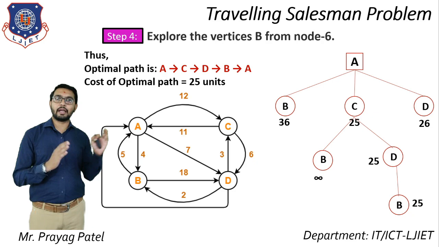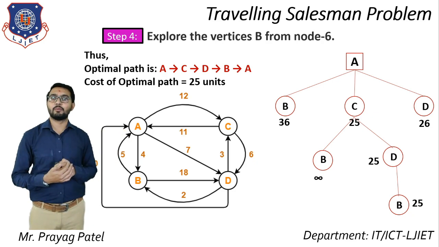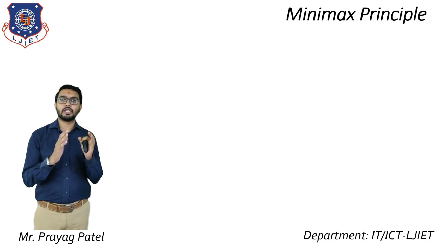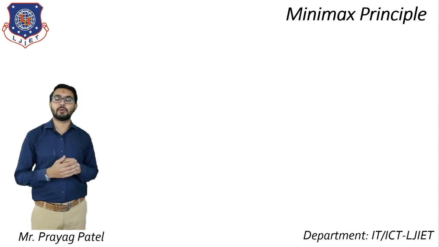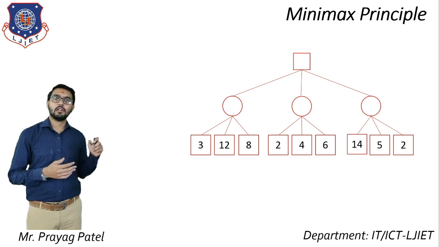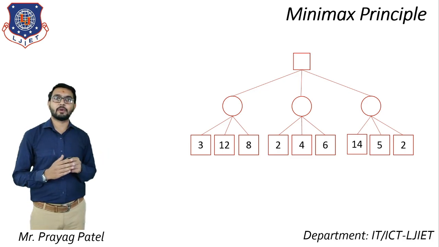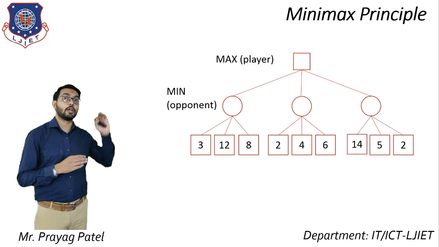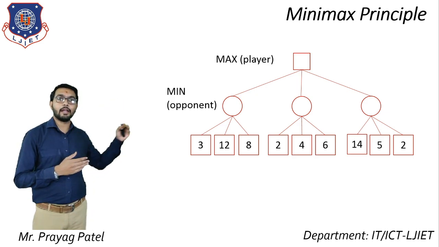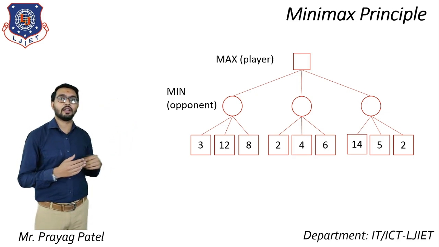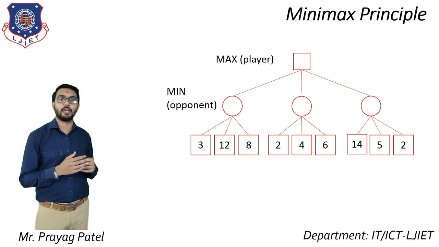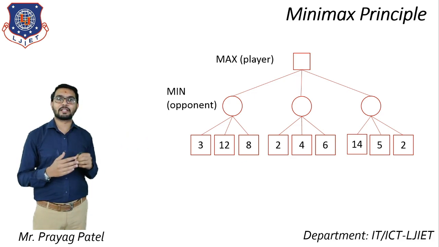So in this lecture we covered the traveling salesman problem. After that, the second topic of this chapter is the minimax principle. Now what is the minimax principle? First understand the minimax principle and how it works. First consider the root node as a max player, and the next level as a min player. So the opponent is the min player and you are the max player.